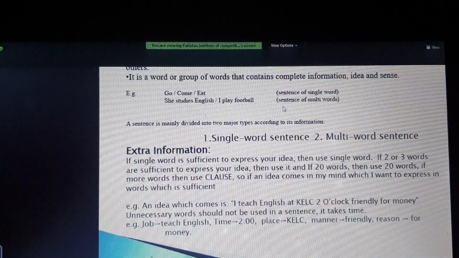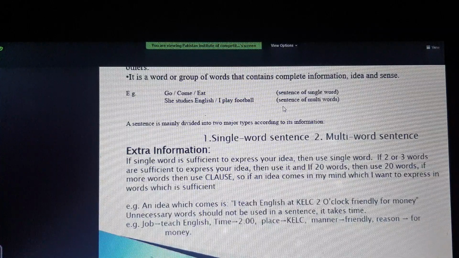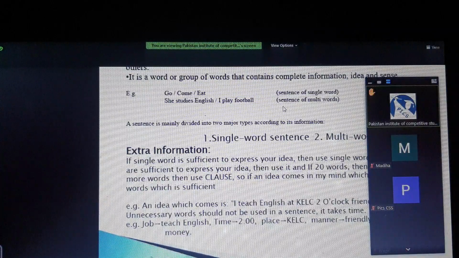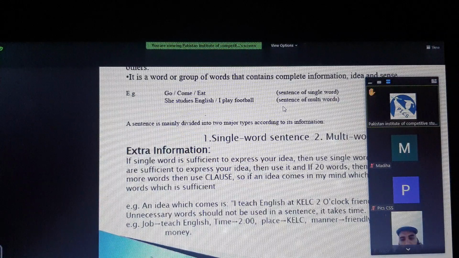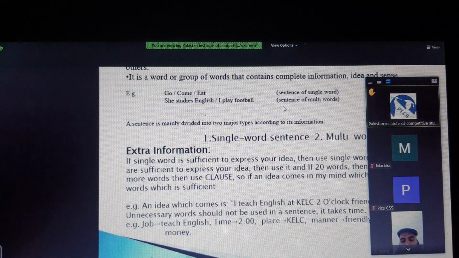And it is also very important that we always use the necessary words. There is no need to use unnecessary words in a sentence. Unnecessary words are those words which have no relation with our idea. Those words which are not related to our idea are not used in our sentences.